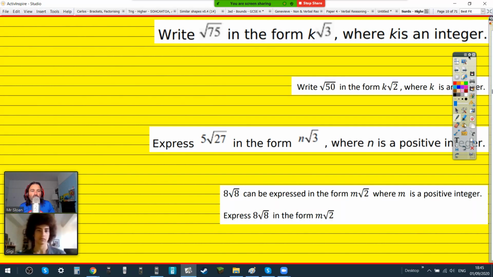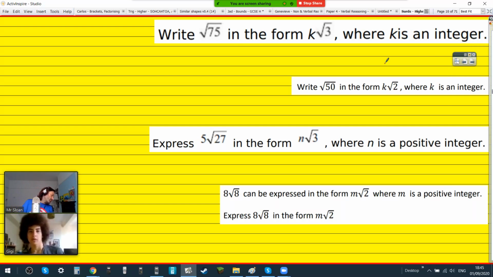Let us see. Okay, exam questions. All right, root 75 in form k root 3, where k is an integer. So it's the root 75. Well, we could split it into root 3 times root 25, so it'll be 5 root 3. That's it. So that is 5 root 3.